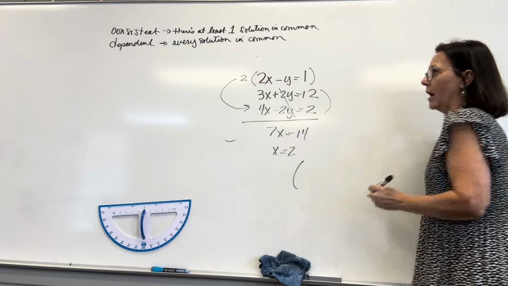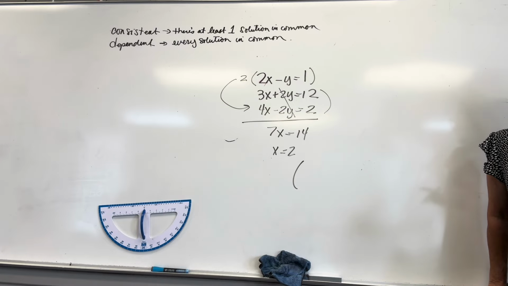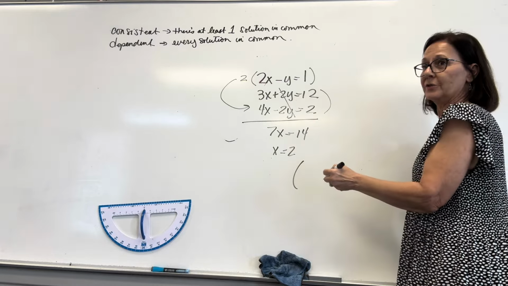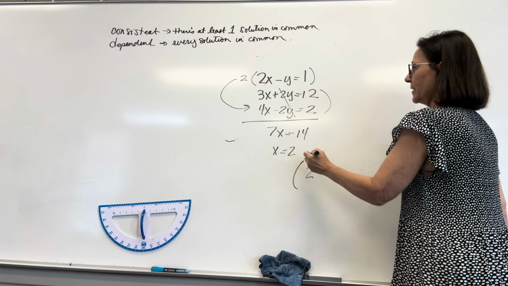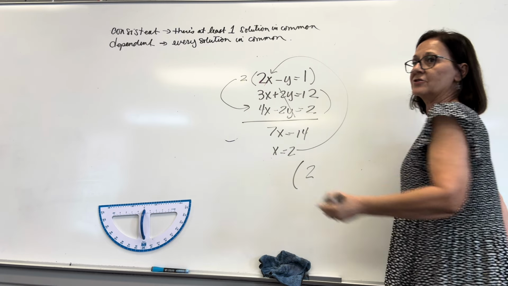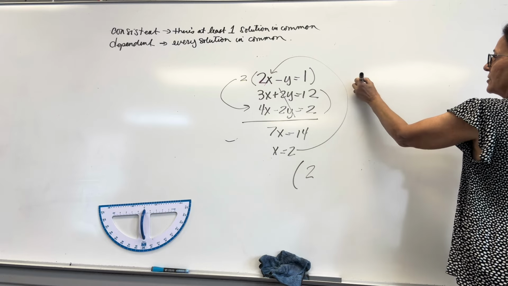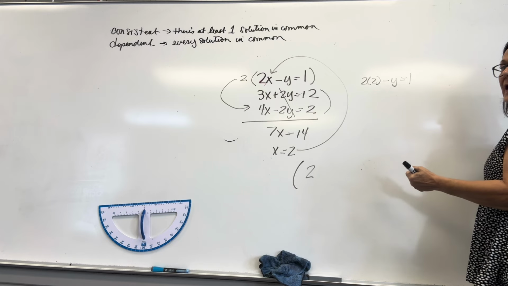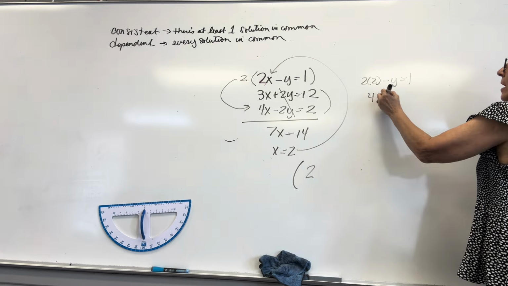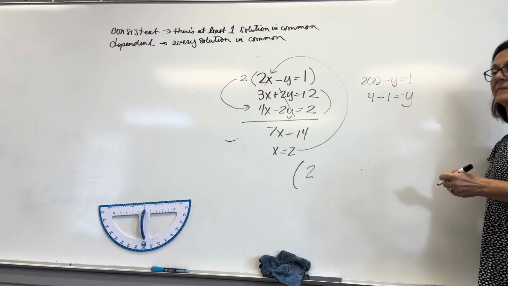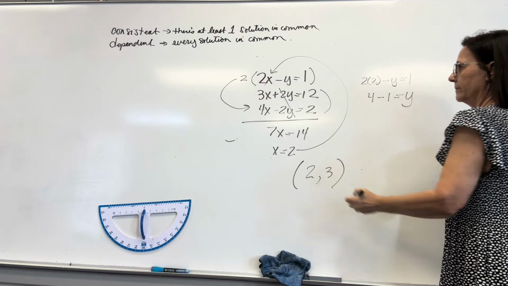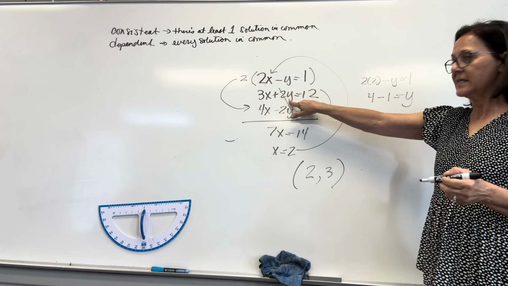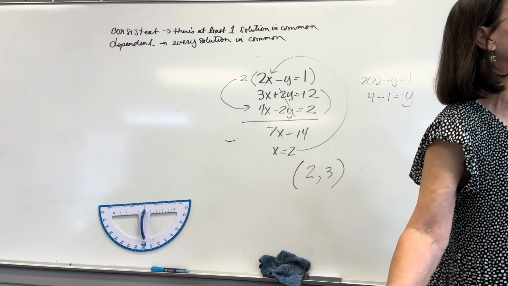All right, so this is consistent and independent because I'm coming up with one solution. x is 2, because I'm going to be able to substitute 2 back in here and solve for y. So 2 times 2 minus y equals 1. I'm going to swap the y and the 1 so that that's 4 minus 1 equals y. y equals 3. And I can put it back in this other equation. 6 plus 6 equals 12. And I have the right answer.